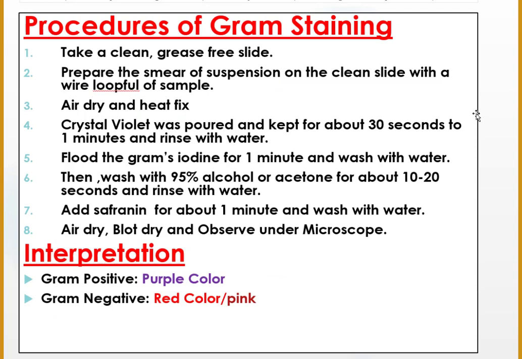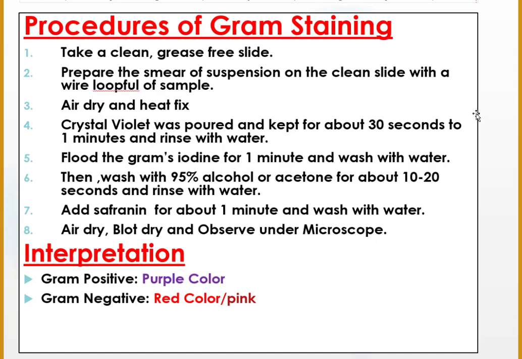Procedures of Gram staining. How can we differentiate whether given bacteria are gram-positive or gram-negative? Here are the technical procedures to differentiate them. First, a clean, grease-free, dry glass slide must be prepared. Second, a smear of suspension should be added on the clean, dry glass slide with a wire loop. Third, the slide cells must be air-dried and heat-fixed.